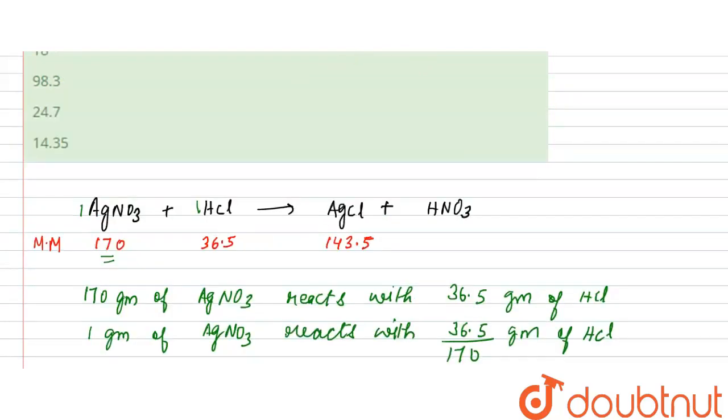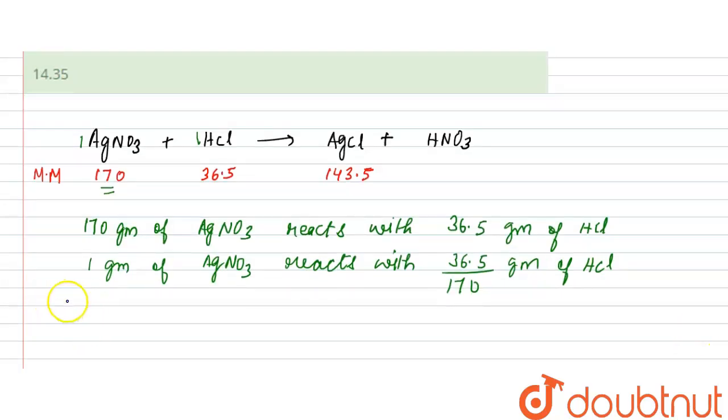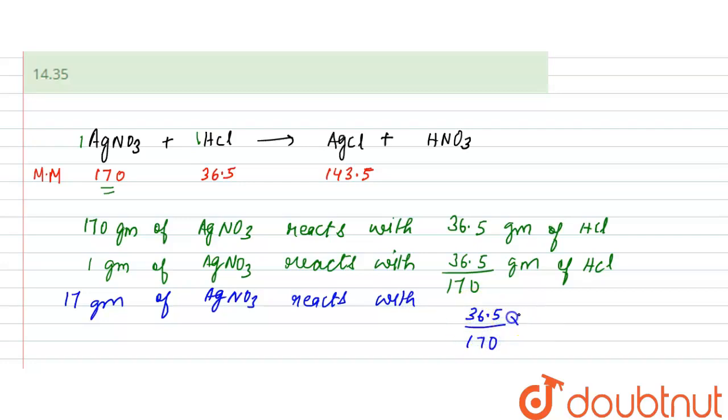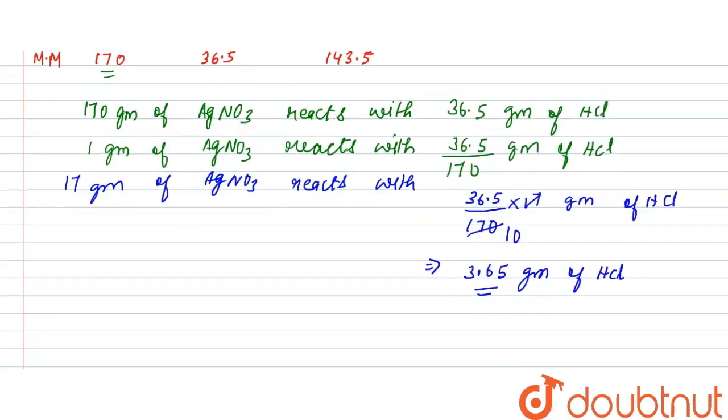So how many grams of AgNO3 was given in the question? It was given 17 grams of AgNO3. So 17 gram of AgNO3 reacts with 36.5 divided by 170 into 17 grams of HCl, right? From here the value will come out to be around 1710, and so finally this value will be 3.65 gram of HCl. This is the value. 3.65 gram of HCl will be required to react with 17 gram of AgNO3.